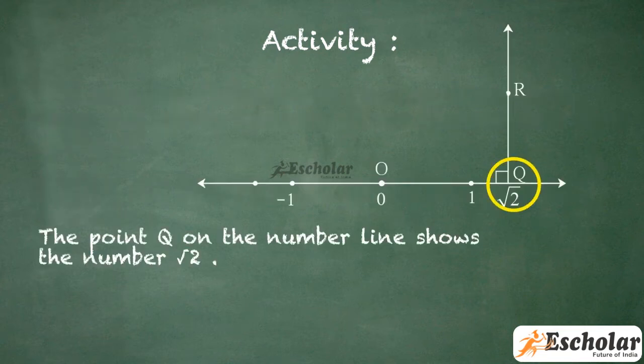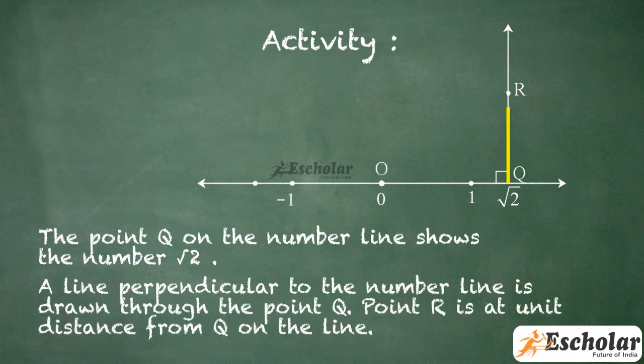The point Q on the number line shows the number root 2. A line perpendicular to the number line is drawn through the point Q. Point R is at unit distance from Q on the line. Right angle triangle ORQ is obtained by drawing segment OR.